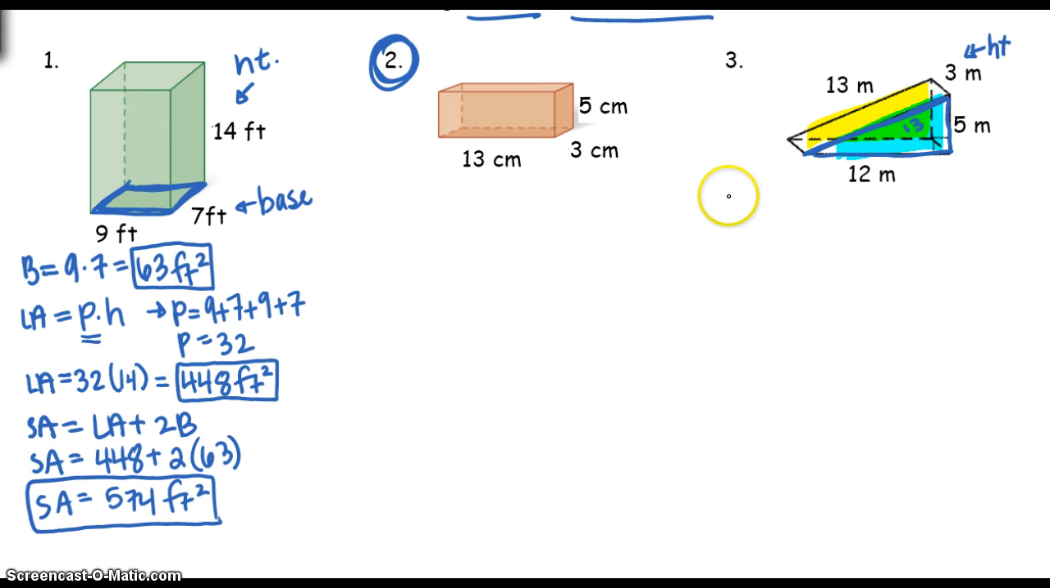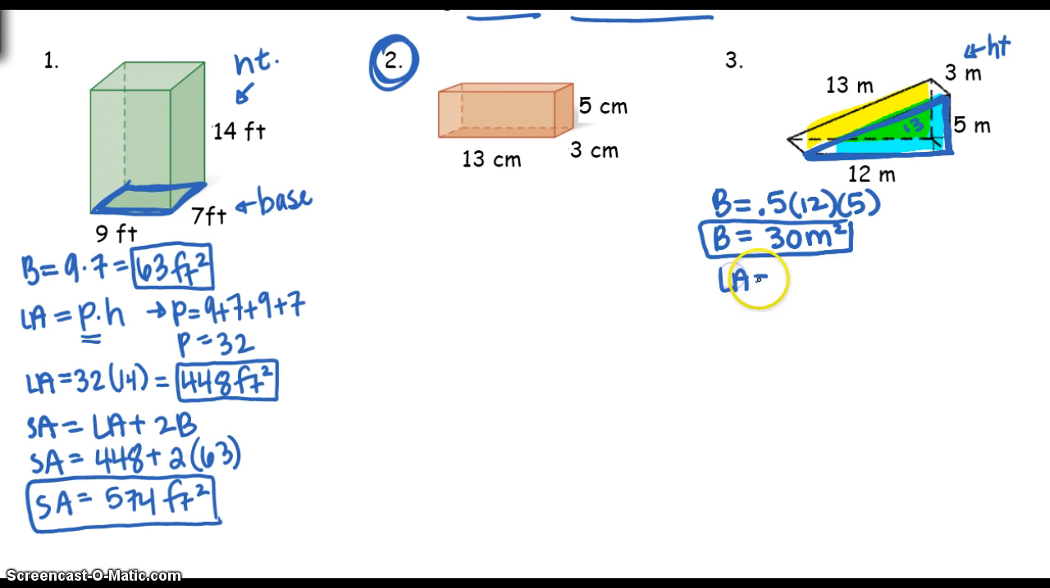So now we can start diving into working out this problem. So the base here is a triangle. So it's 0.5 times base times height of the blue base. So the base of this would be 12, and the height of that blue triangle is 5. All right, so if you type all of that into your calculator, 0.5 times 12 times 5, you'll get 30 meters squared. Okay, just be very careful and locate your base first.